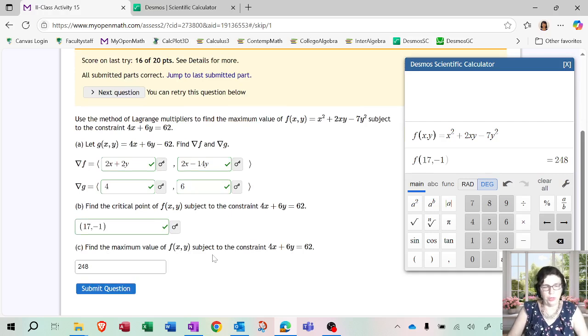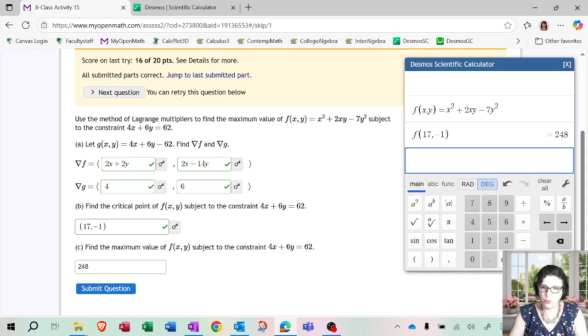But how do I know that it's really a maximum and not a minimum? What you can do is just take another point, not 17, negative 1, something else that belongs to this constraint, and plug it in and see what happens. Like, is it going to be larger than that? Then that's actually going to be a minimum. Or if it's going to be smaller, then it'll be a maximum. So what we're saying is that any other point that belongs to the constraint, if we plug it into our original function, we're always going to get a smaller value. That's what the result says. But let's see what happens.